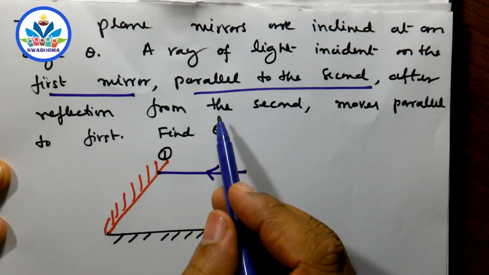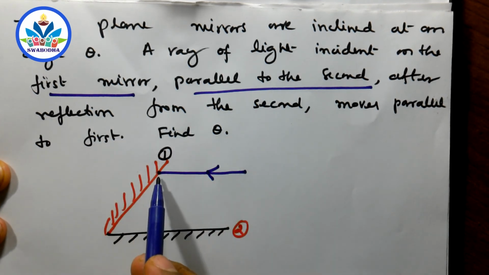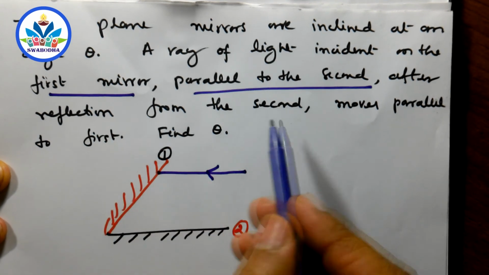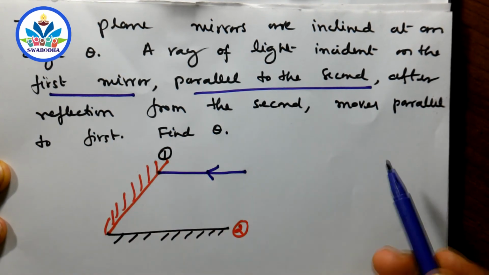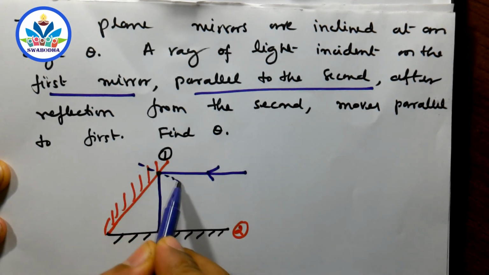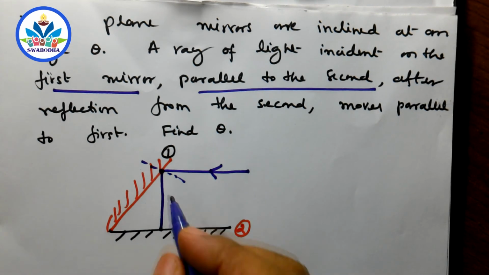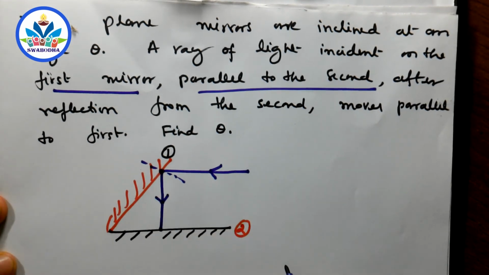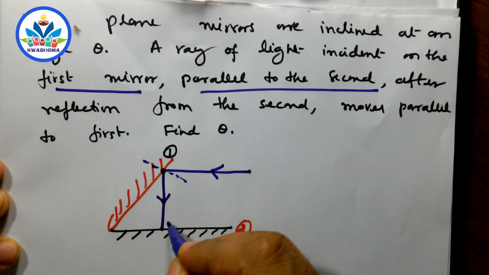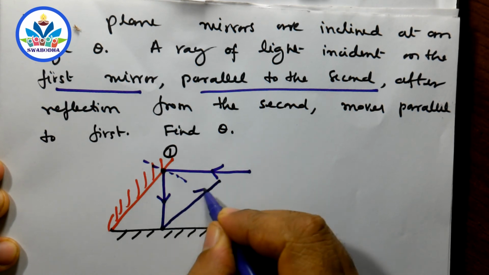And then what about the next one? After reflection from the second, of course, first reflection should occur in the first mirror. But they say after reflection from the second it moves parallel to the first. Okay, let it undergo reflection like this. Here angle of incidence and angle of reflection must be the same, and you have to draw a normal. But their argument is after reflection from the second, it moves parallel to the first. Parallel to the first means it is like this. Am I right?